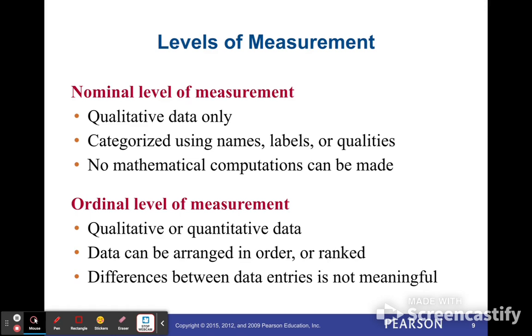Next one is ordinal level of measurement. This can be qualitative or what? Quantitative data. Data can be arranged in order or rank. Anything that has rank on it is considered ordinal. Now, differences between data entries is not meaningful. So there's no meaning on it.